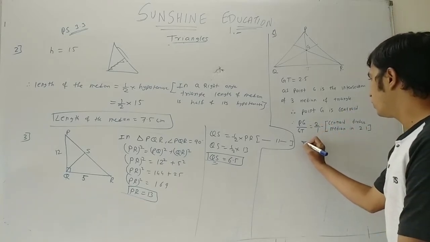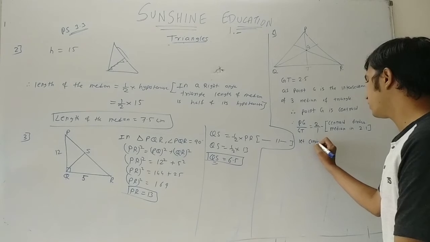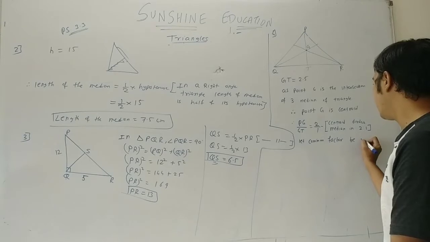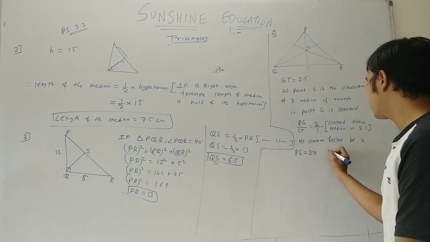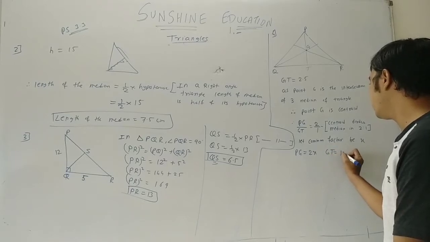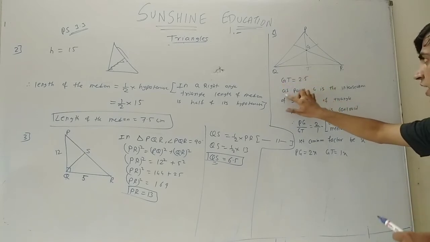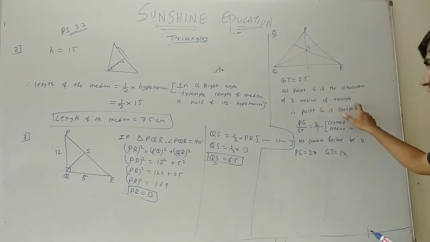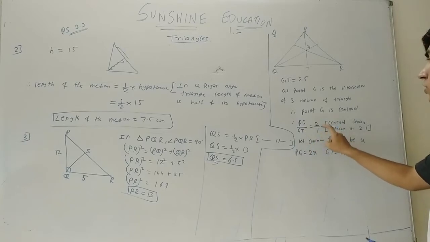So let the common factor be x. Therefore, PG will be 2x, GT will be 1x. I am reading it for you once again. GT is 2.5, as point G is the intersection of the three medians of a triangle. Three medians are intersecting at G. Therefore, I can say that PG upon GT is equal to 2:1.